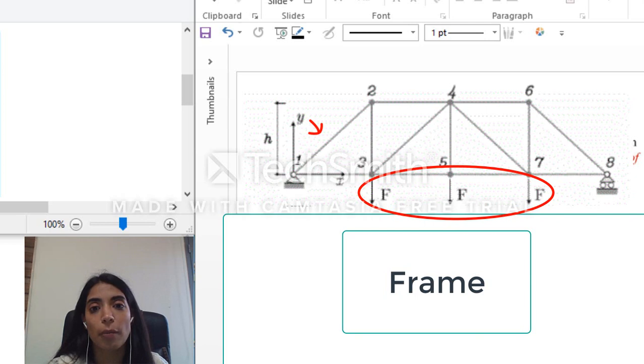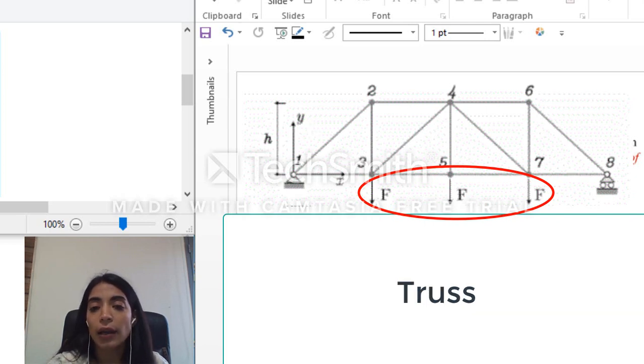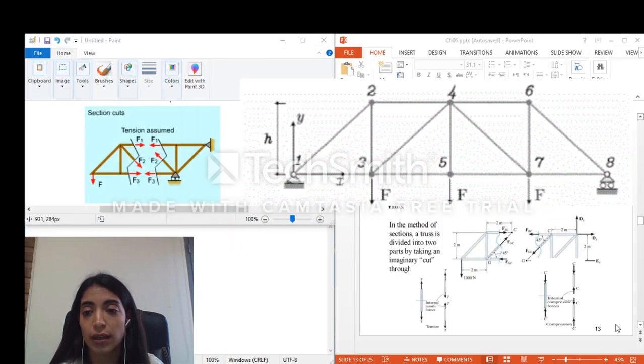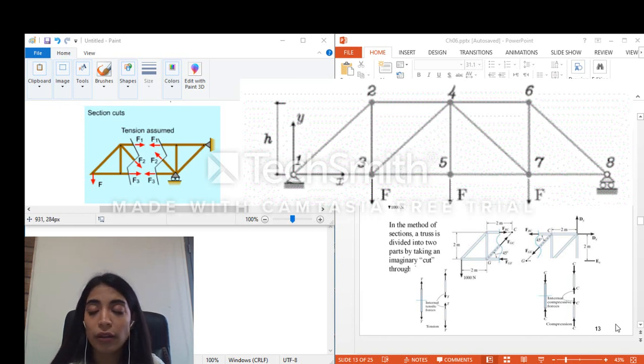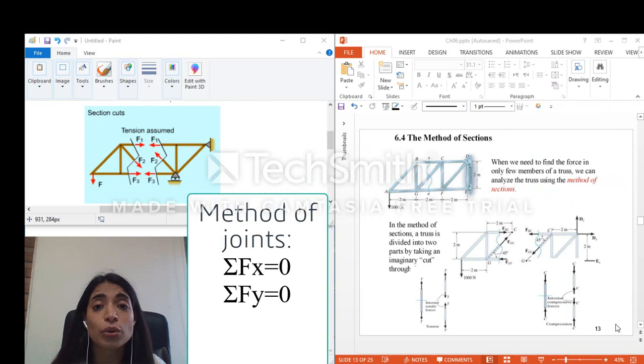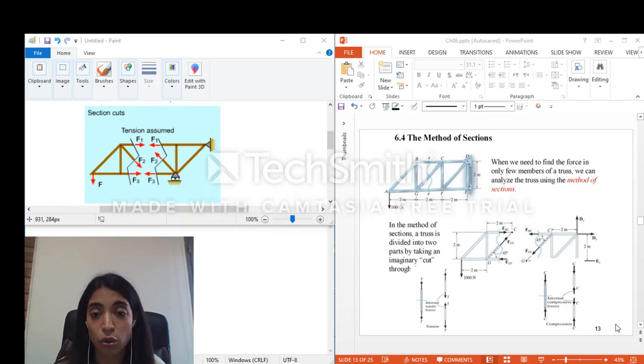And before going, guys, to the method of sections, I want you to remember how we did the method of joints. Basically, the method of joints is used in order to find all the internal forces inside the truss. And it is basically using the equilibrium equations of forces. So in the method of joints, I will not use any moment equation. My only equations are the sum of fx and sum of fy for each joint. So for each joint, guys, I have two equations in the method of joints.